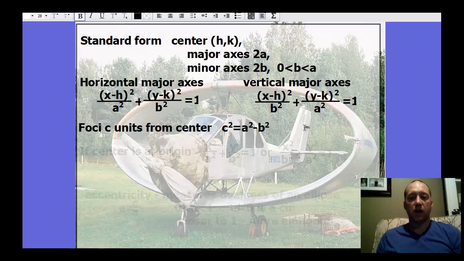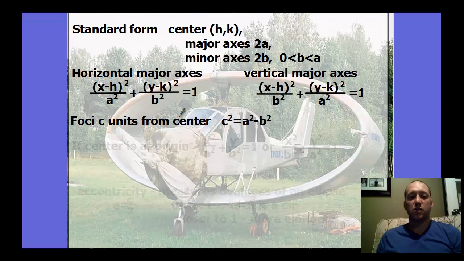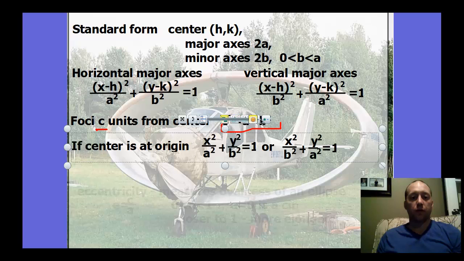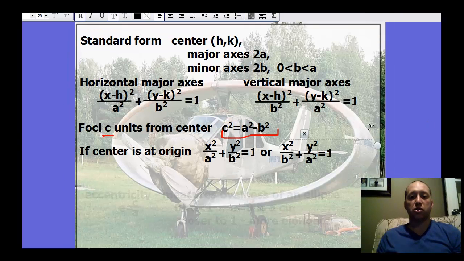So then the foci is always C units from the center. It can be found using this equation, c squared equals a squared minus b squared. So we'll use that equation to find our foci. It's at the center. If there's no shifting, we just don't have the h and k's.